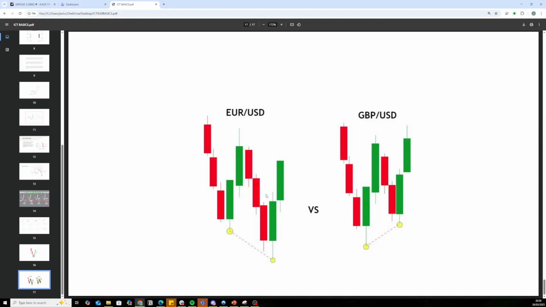So SMT is when you have two correlating assets. So for example, EURUSD, GBPUSD, or NQ and ES, right? And they correlate perfectly. But one of them, for example, takes out a low and the other one doesn't. So there's a difference between them, and it's almost like a crack in the market, okay?